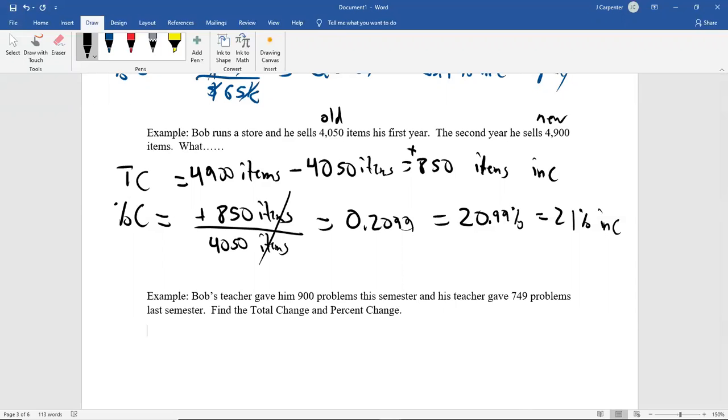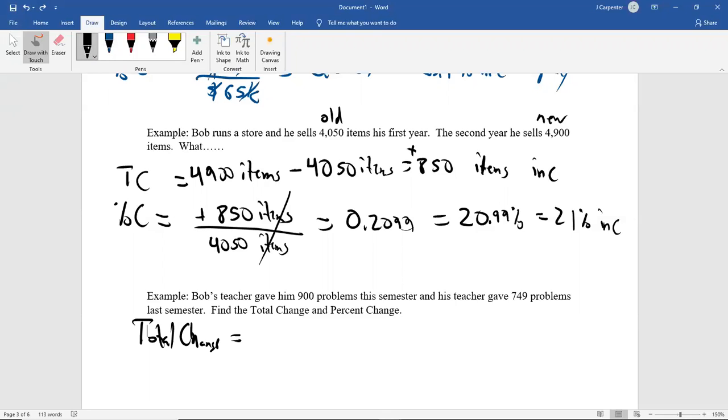And remember that if you get caught while working on the problem on your own, you can always play the next minute or so to see how it starts. So our total change is going to be the new minus the old. And you might get in this pattern of thinking, oh, well, the new is the second and the old is the first. But I worded this problem specifically to throw you off because that's how the last 4 or 5 have been. But if you pay attention to the words, it is seen that Bob's teacher gave him 900 problems this semester and 749 problems last semester.